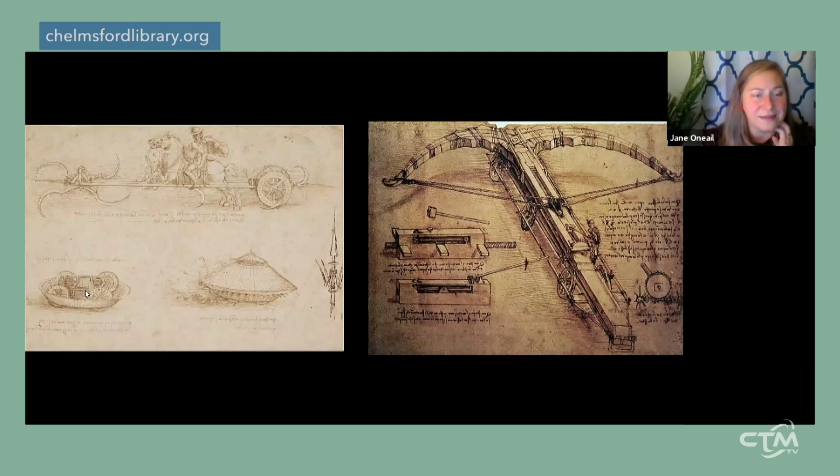Down here, this is what art historians agree is sort of like an early version of an armored tank. And then over on the right, this is an enormous crossbow.